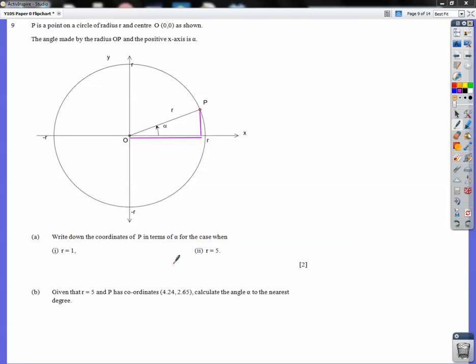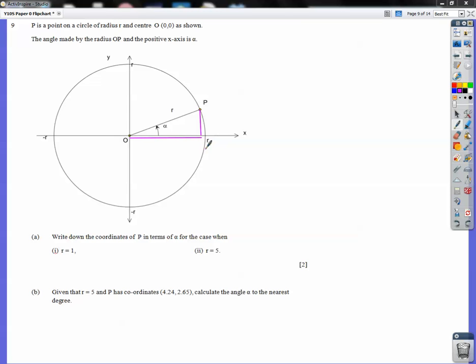So it says write down, so it can't involve a lot of work. Generally, it only needs 1 or 2 steps. Now, for a unit circle, a circle of radius 1, the x-coordinate is always cos alpha and the y-coordinate is always sine alpha. If the circle has a radius of 5, then obviously it's 5 times as big, and the x-coordinate is going to be 5 cos alpha and 5 sine alpha.